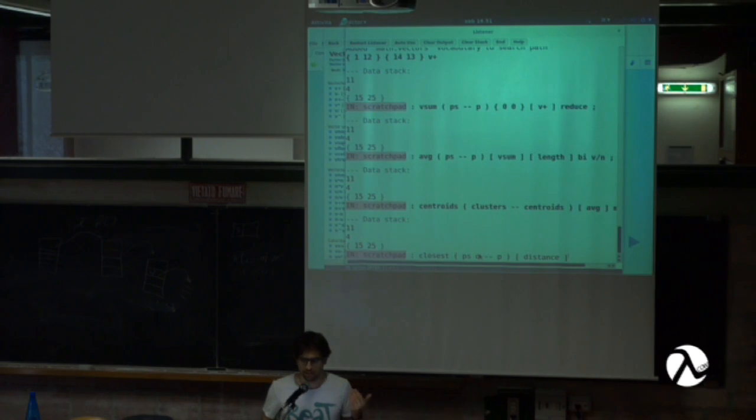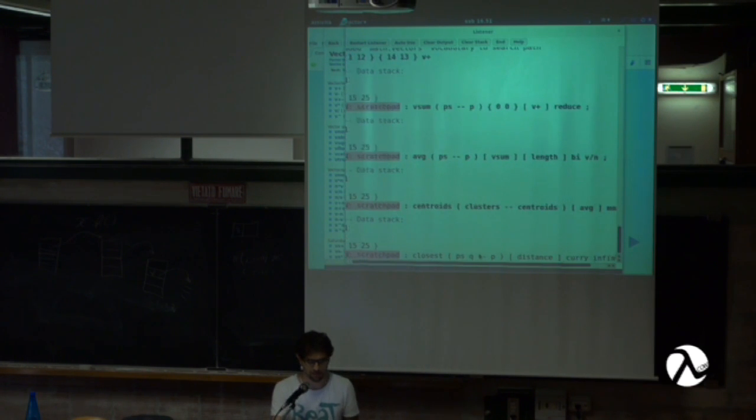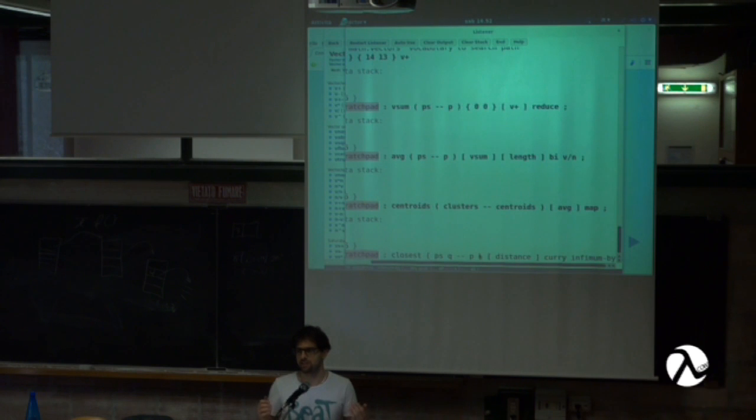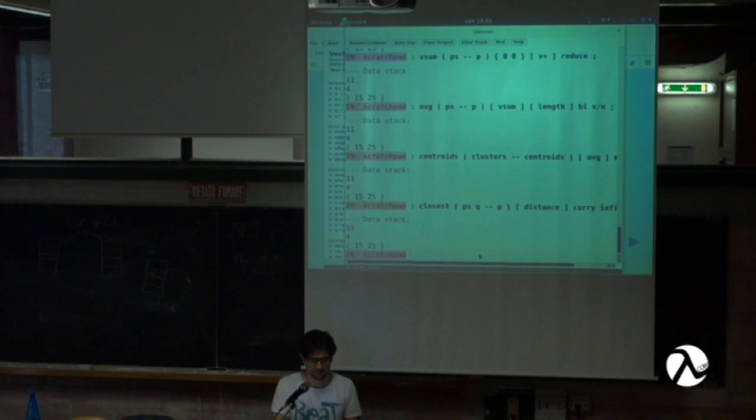And I have on the stack this q. So I can partially apply the distance to get a function of just one argument, which is the distance from q. And this is done by the word curry. So now I have the points, and I have the distance from q, which is a function. And there are a few library functions, of course. Infimumby, which is what would be called minby in other languages, takes the minimum of a list based on a function. So I've defined the closest point.